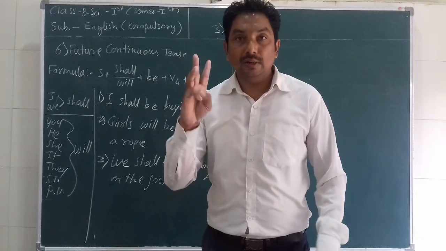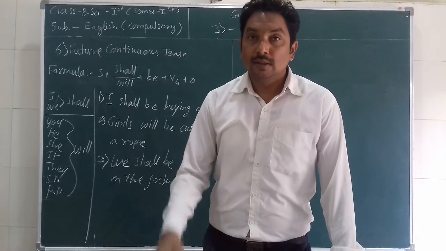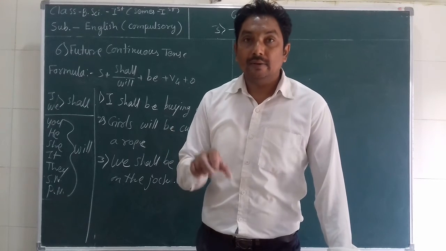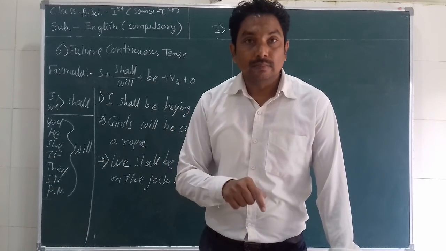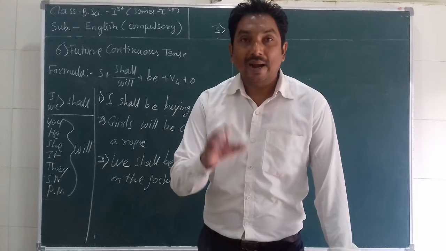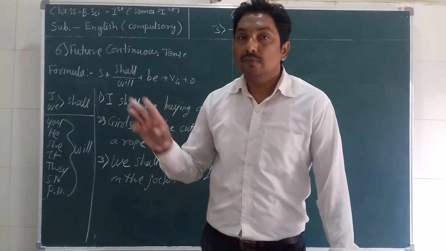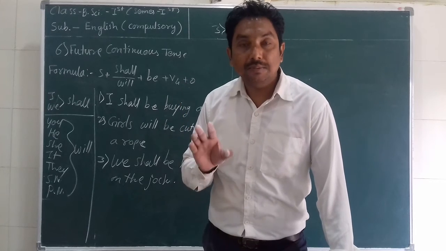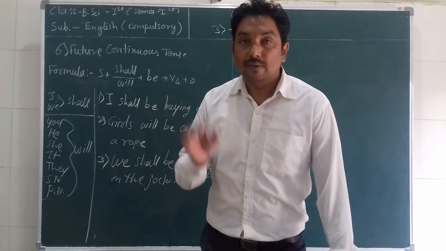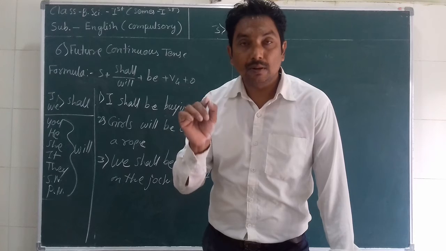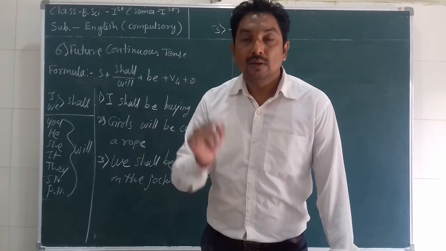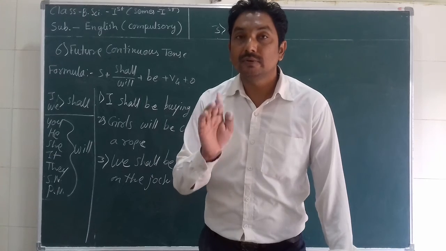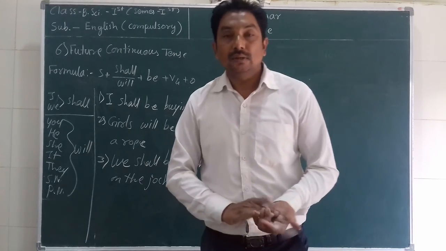So today we have learned three types of tenses: present continuous tense, past continuous tense and future continuous tense. Now your time. You have to send me at least 5 sentences from each of these three types of tenses we have learned today: 5 sentences from present continuous tense, 5 sentences from past continuous tense and 5 sentences from future continuous tense. So students, this part ends here.